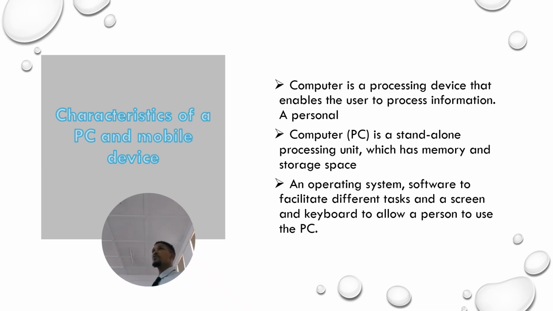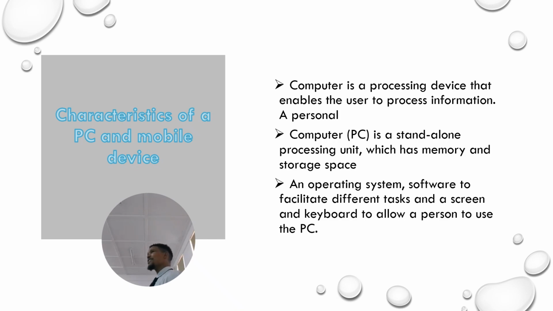Characteristics of a PC or computer, personal computer, and mobile devices. There we can see a computer is a processing device that enables the user to process information, which is personal. And then a PC, which is your personal computer, is a standalone processing unit which also has memory and storage. We're going to go more into that a bit later.